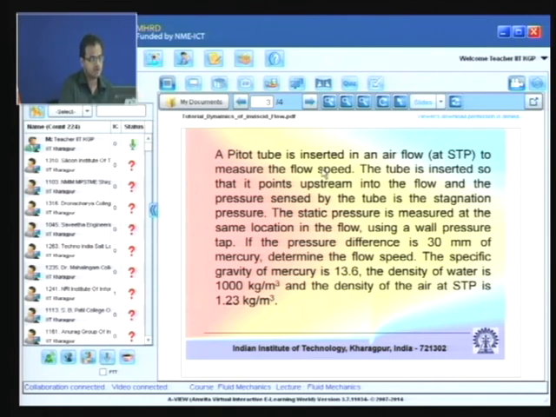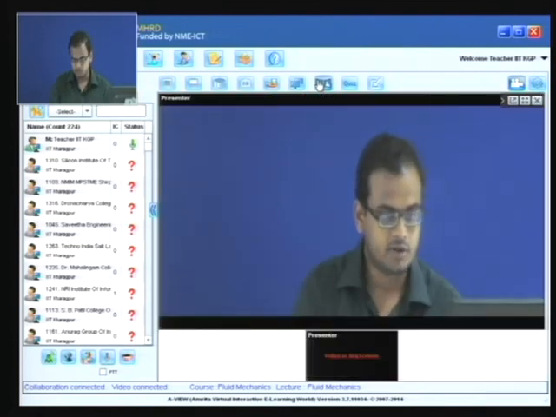The specific gravity of mercury is 13.6, the density of water is 1000 kg per meter cube, and the density of air at STP is 1.23 kg per meter cube. So, this is a very routine problem which Professor Ghosh Malik had gone through.